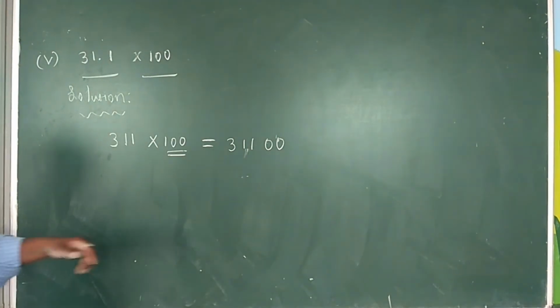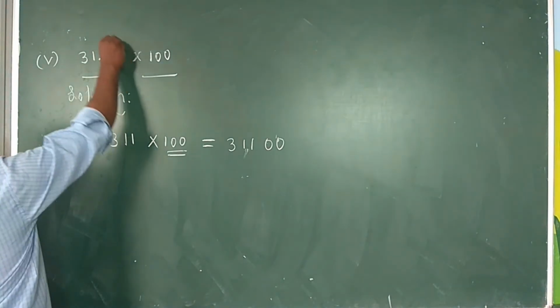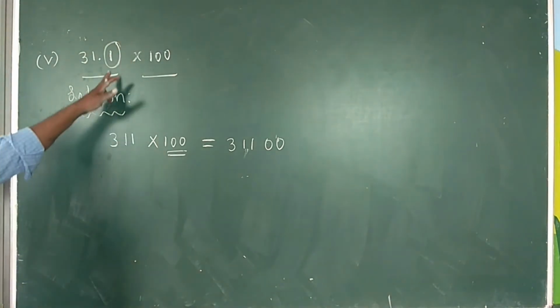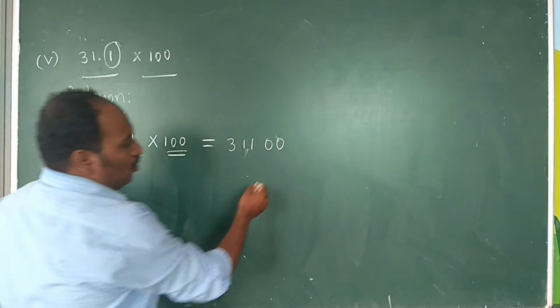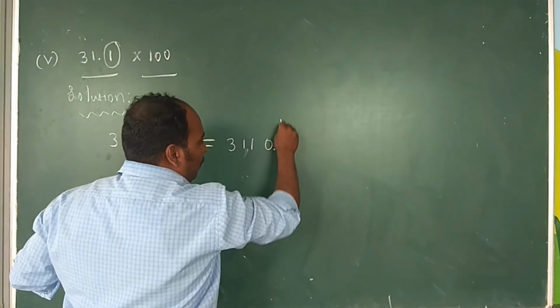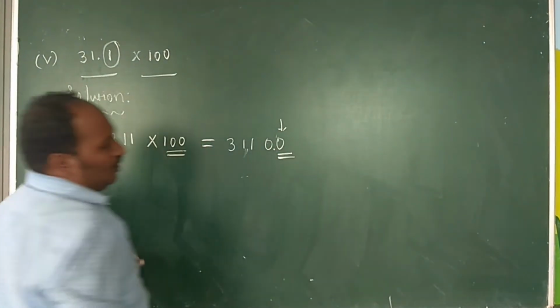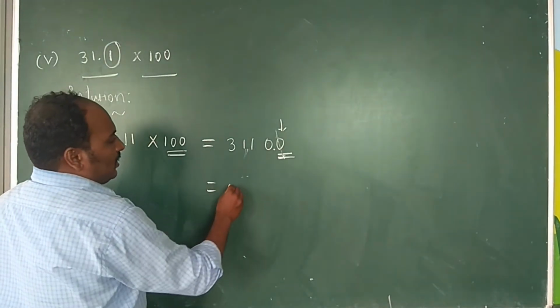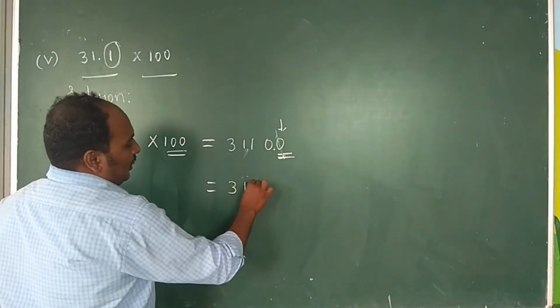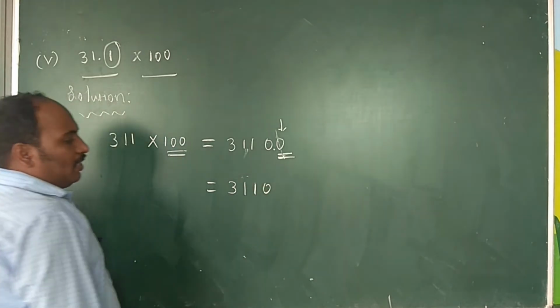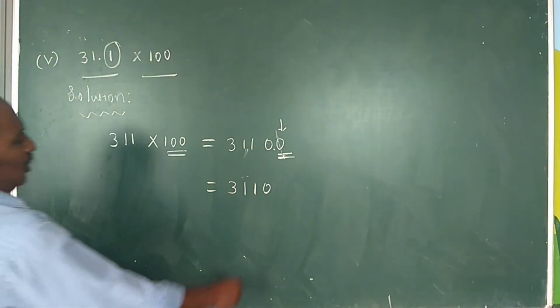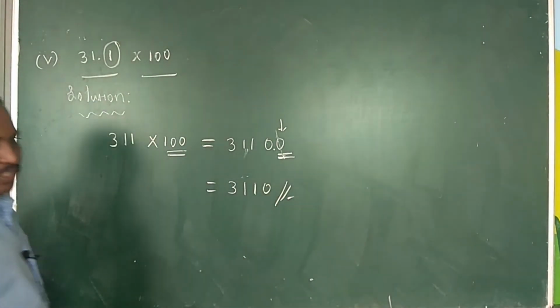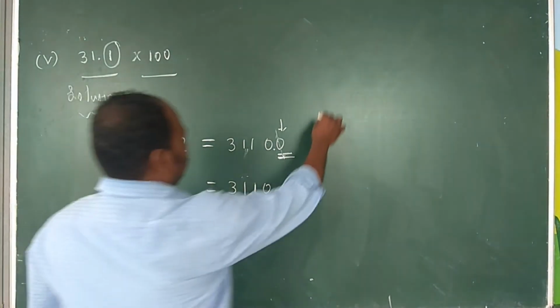31,100. Then count the decimal places. One decimal place is there, so we place the decimal point before one digit. So our answer is 3,110.